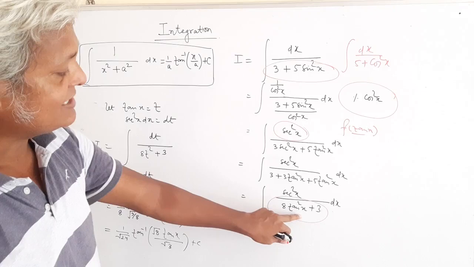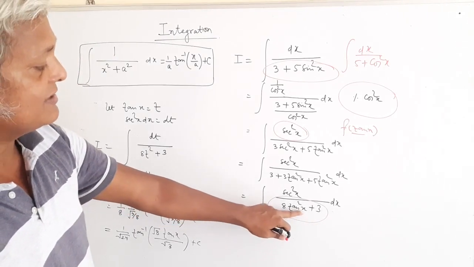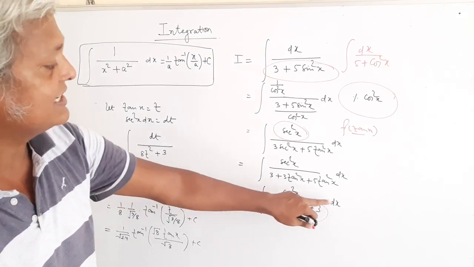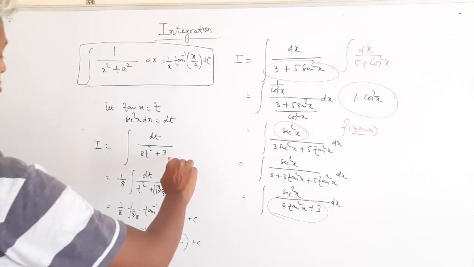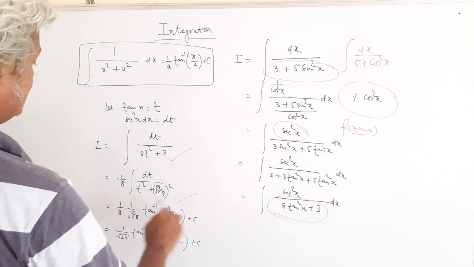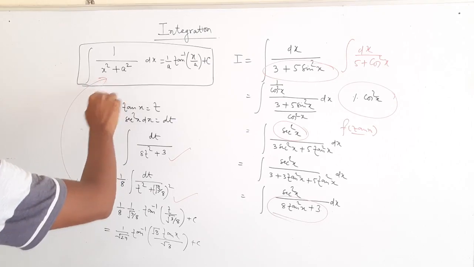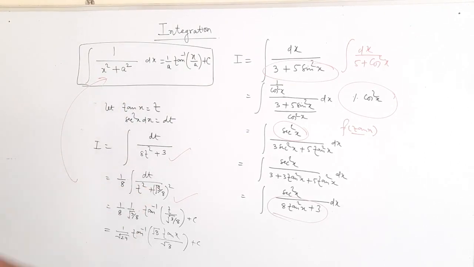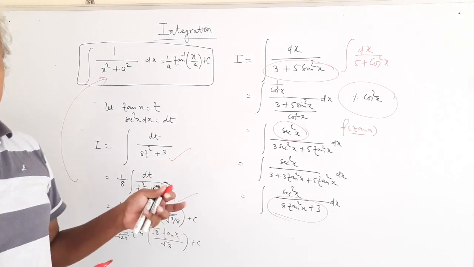So for this 8 tan square x plus 3, if you take tan x as the substitution, then you get sec square x dx as dt, and then you will reach this form. From here you reach here, and then from here you can reach this standard form, and there you get your answer. So this is how this particular type of form can be solved. Now we will discuss some other different forms.